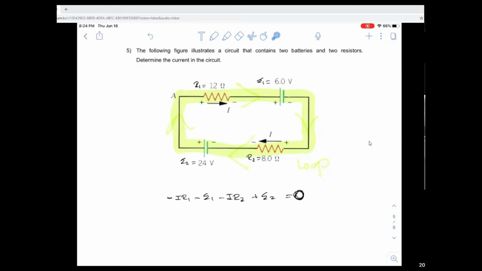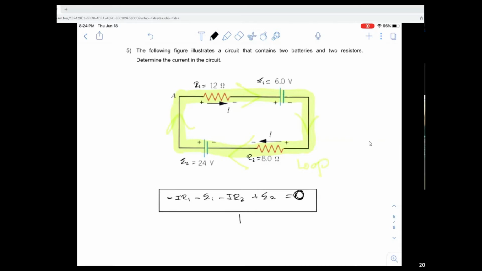Same. Total voltage drop, total amount of energy lost, and the total voltage gain, the total amount of energy gained, will have to add up to 0, which means that the amount of energy supplied and the amount of energy lost will have to equal each other. This statement is the conservation of energy. So Kirchhoff's voltage rule is simply the conservation of energy.